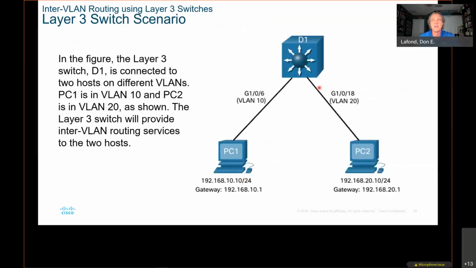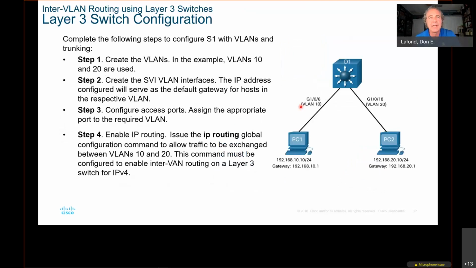So it looks like this. Here's our, by the way, that is the symbol for a smart switch. Don't get confused. And when you see that fancy D1, D standing for a smart switch, we call it D1, not S1 anymore. And it's connected to two hosts on different VLANs, 10 and 20. The layer 3 switch will provide inter-VLAN routing services to the two hosts. So PC1 would be able to talk to PC2 once this is configured properly. How do you do it?